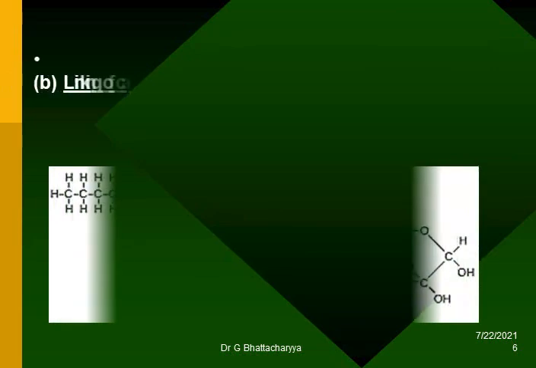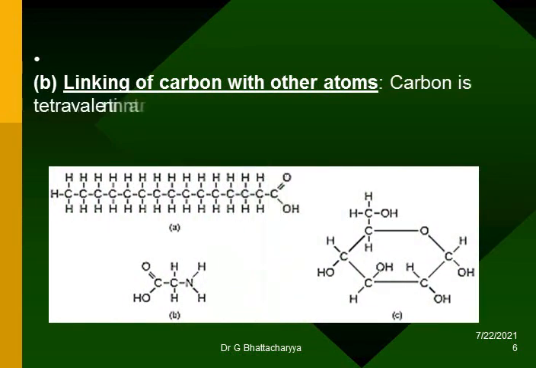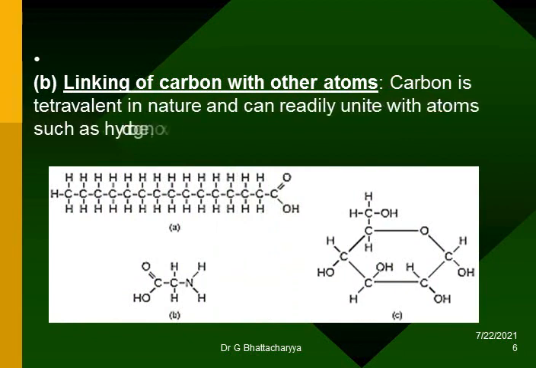B. Linking of carbon with other atoms. Carbon is tetravalent in nature and can readily unite with atoms such as hydrogen, oxygen, nitrogen, sulfur, etc. by electron sharing.